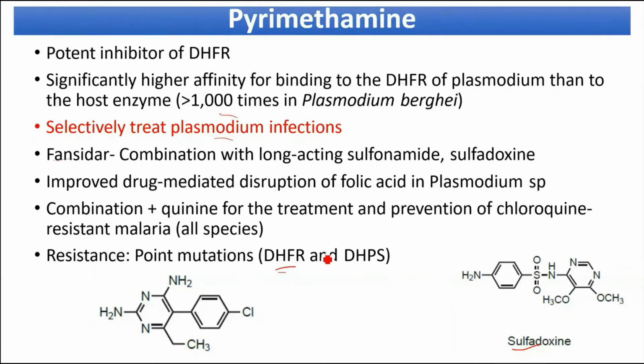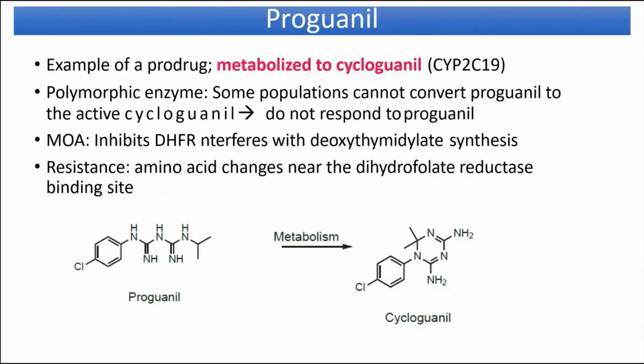The same way, DHPS is dihydropteroate synthase. If there is a mutation in the gene which makes this protein, you have a different protein generated now, and your sulfadoxine will not act on DHPS. Therefore, you will have overall resistance. The drug will become ineffective and the organism will still survive. So this is for your pyrimethamine. We have one more drug to study, which is proguanil.